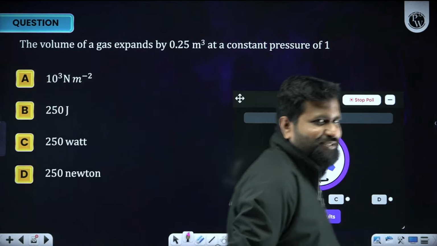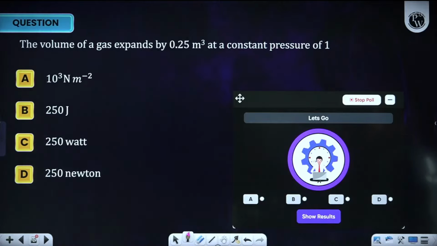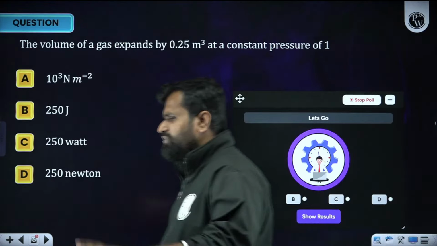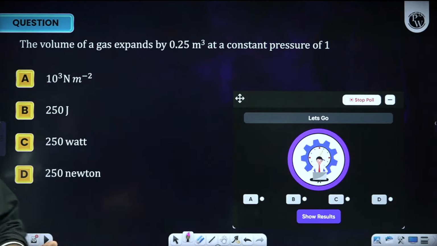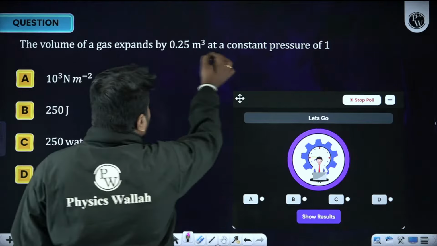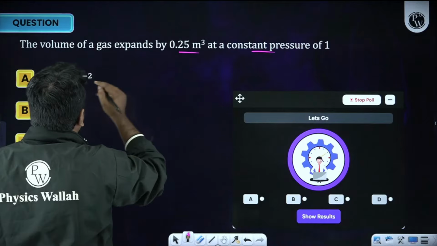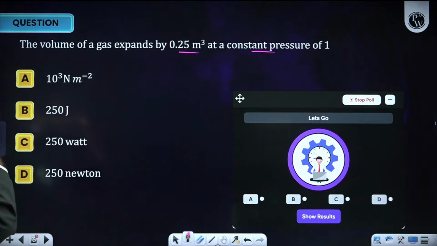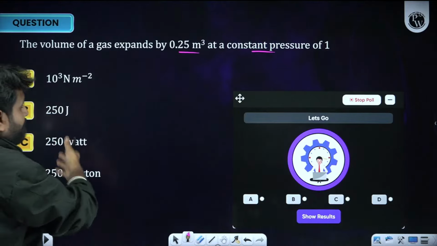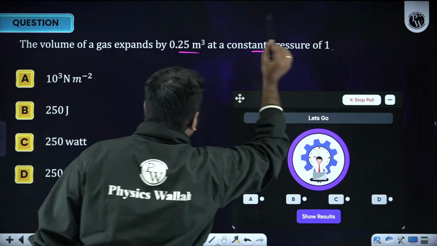Volume of gas expands by 0.25 meter cube at a constant pressure of 1. What is the expression we will be having? Pressure is mentioned, the volume of the gas is expanding. So I think they are asking work done. The question is incomplete, but work done they are asking.